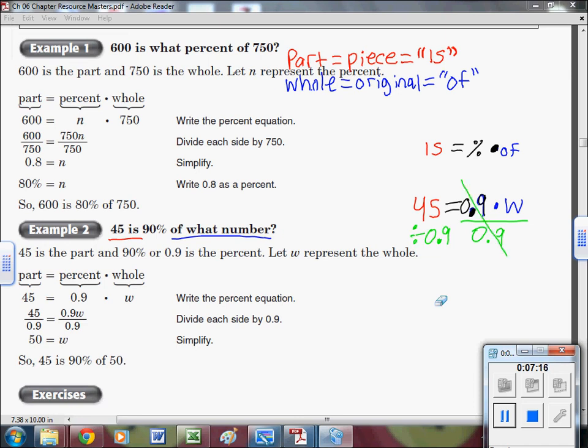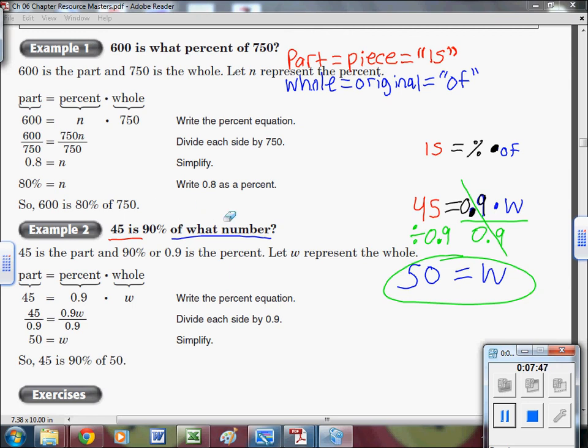They cancel on the right. And then once you do that, we're left with W, the of number, or the whole. Then you just need to figure out what is 45 divided by 0.9. And if you do that, you're going to get 50. Feel free to use a calculator, no big deal. That's going to give you 50. So that means 50 is the whole. 50 is the entire pie. It's the original. It is the of number. So that would mean 45 is 90% of 50.